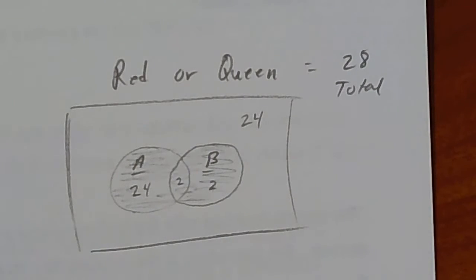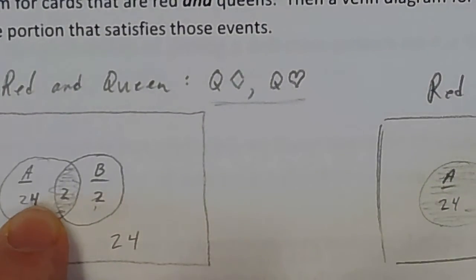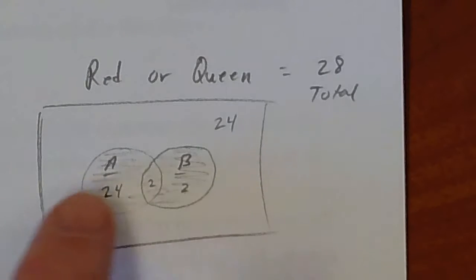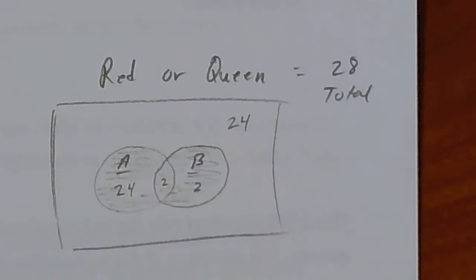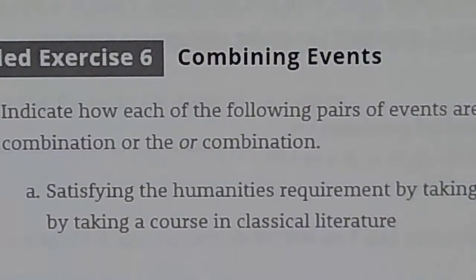Okay, so for the guided exercise, they want you to read through it and determine would it be appropriate to use the word and, where it's like an overlap of the events, or would it be appropriate to use or, where you want to combine or add the events together. So read through them and just simply write down the word and or or on guided exercise 6. Okay, pause and do that now.